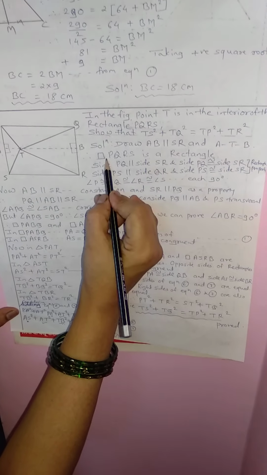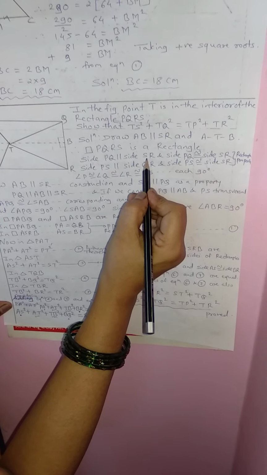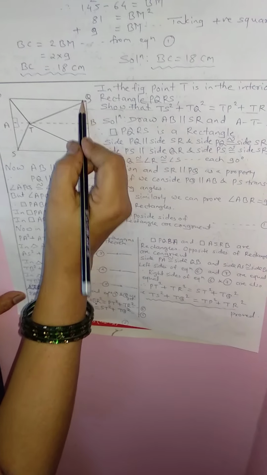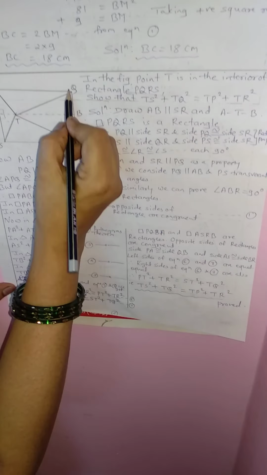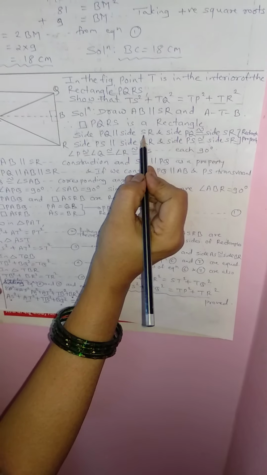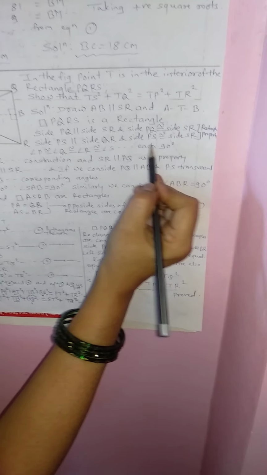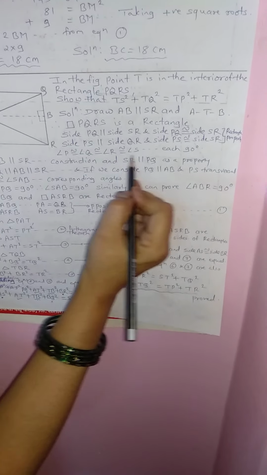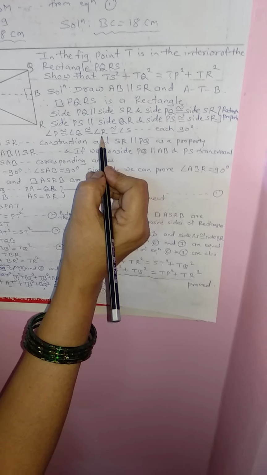So accordingly, in quadrilateral PQRS, which is a rectangle, side PQ is parallel to SR, and PS is parallel to QR. PQ is congruent to SR, and PS is congruent to QR. These are rectangle properties. All angles of a rectangle are right angles: angle P, angle Q, angle R and angle S are congruent, each 90 degrees.